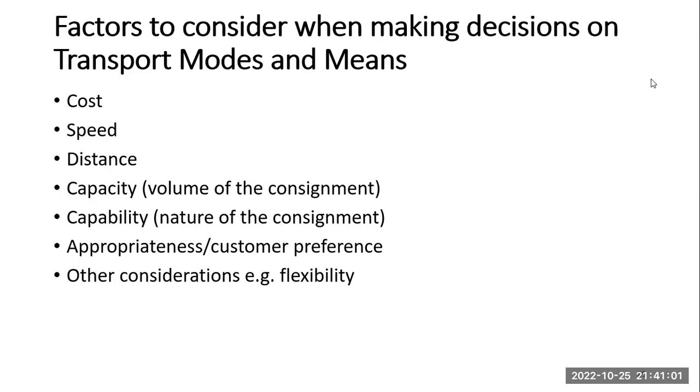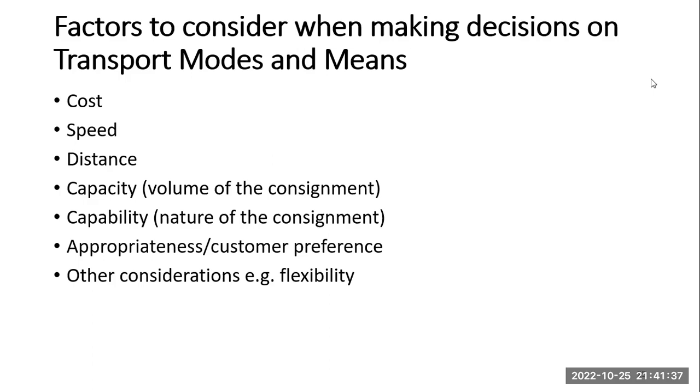Then you look at the speed. If you look at the cost, you may want to select the cheapest for the particular commodity. But sometimes cost may not be of essence, but the speed, the delivery time. So it depends on whether speed is your priority, or cost is your priority. Then distance: some goods cannot be carried over a certain distance through the road or rail. They may have to go by sea. So you need to look at the availability of those transport services within the distance over which you want to transport the goods.